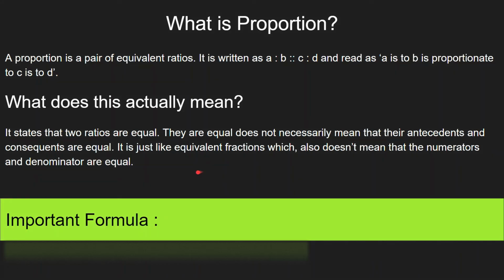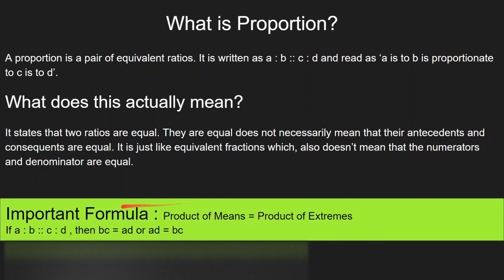Now let's take a look at an important formula related to proportions. It is product of means is equal to product of extremes. It means that if there is a proportion such as A is to B is proportionate to C is to D, then the product of B and C is equal to the product of A and D, or the product of A and D is equal to the product of B and C.